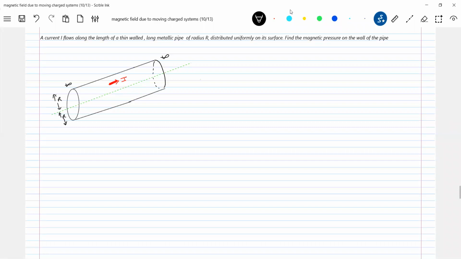How will magnetic pressure come into the picture here? Like we had in electrostatics, the electric field density gives electric pressure. Similarly, a magnetic field density will come into the picture. This is very important. We don't have any question till now in advance.